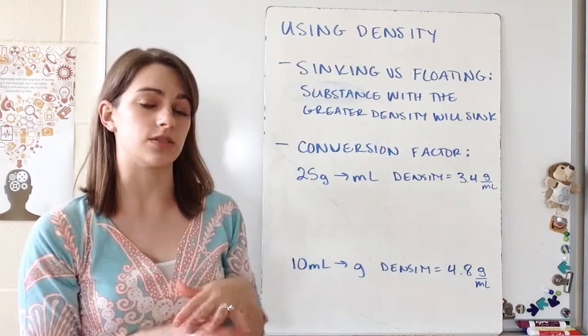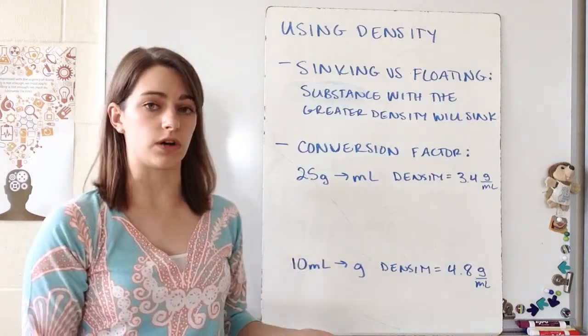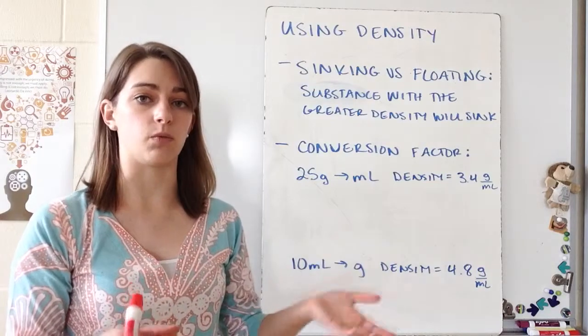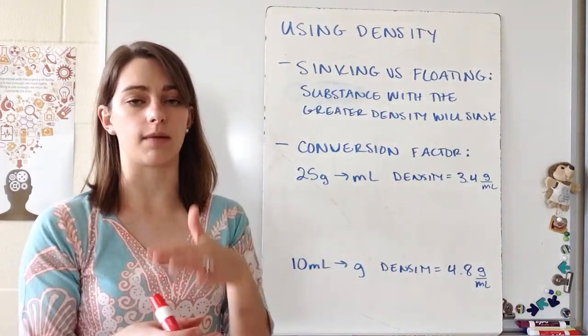You can also look at this with a solid and a liquid. So let's say I have a piece of wood and a container of water. My water has a greater density than my wood, which means that the water will be on the bottom and the wood will float on top of the water.